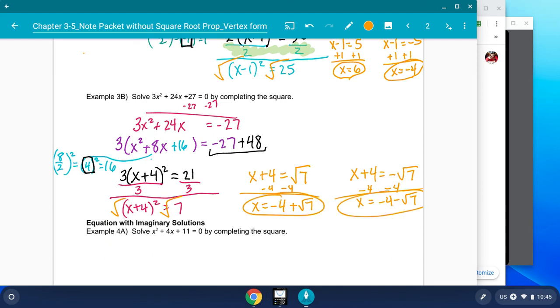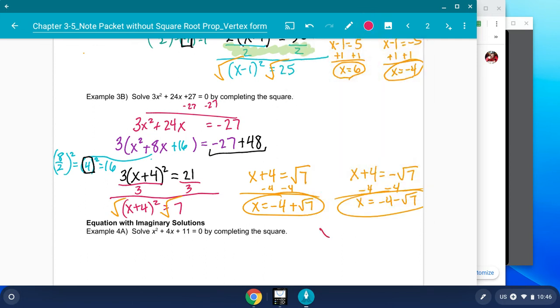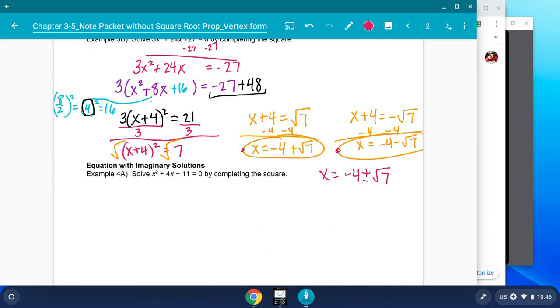I also have my students write 2 solutions like this. I know that some teachers would have you maybe write like x equals negative 4 plus or minus the square root of 7. It puts them together into one statement, but I prefer my students to keep it in 2 separate just because it ensures that they remember there are 2 solutions there. So I'll say that again. I like them to write it separate because then I know that they're aware that it's 2 separate solutions.